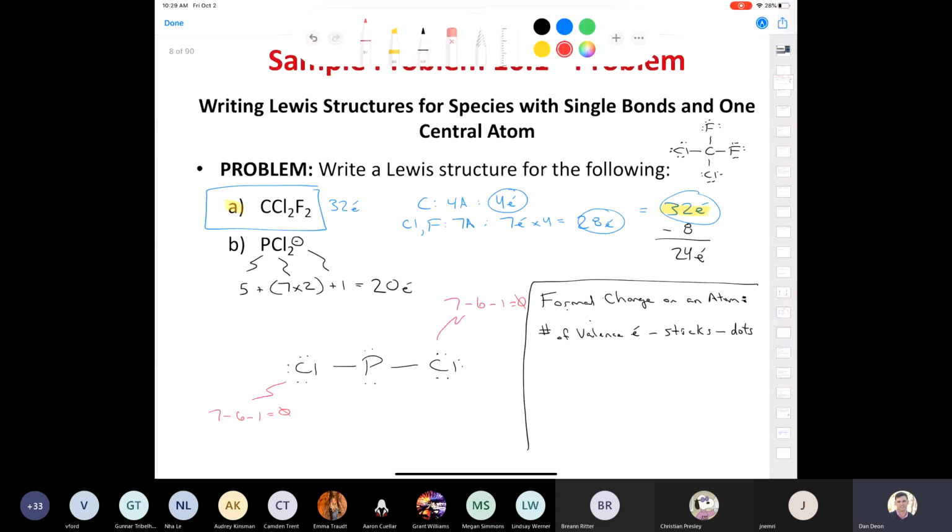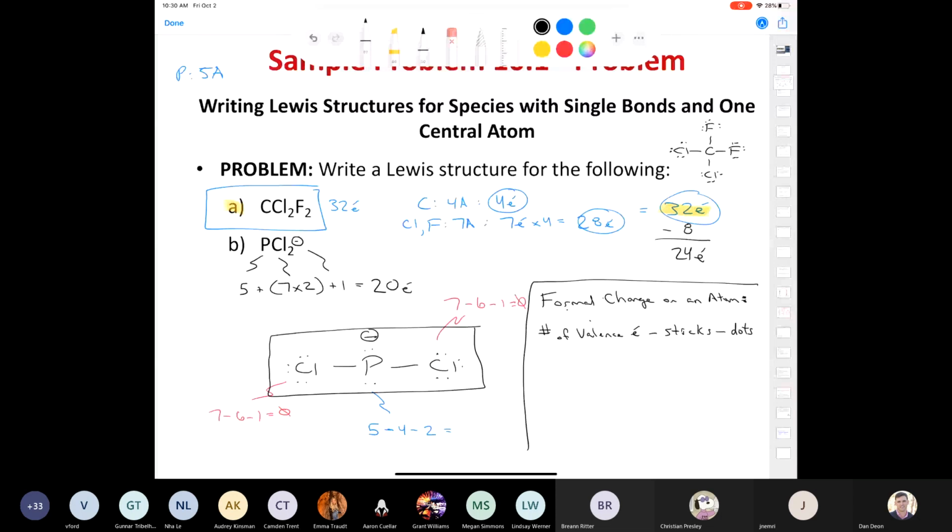That gives me 0. What about the phosphorus? Phosphorus has 5 valence electrons because phosphorus is in group 5A. 5 subtract 4 and 2 sticks. What does that give me? 5 minus 4 minus 2. Negative 1. That's right. It gives you a negative 1. So that tells you that the negative charge is actually on the phosphorus atom. And that is one beautiful Lewis structure that we can take to the bank.